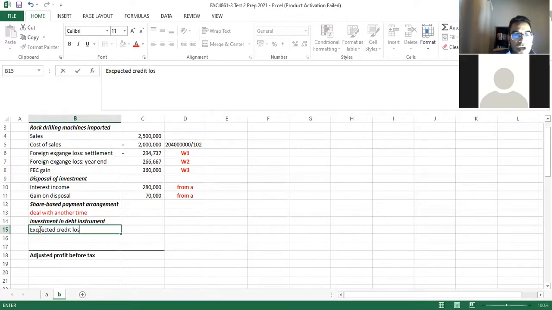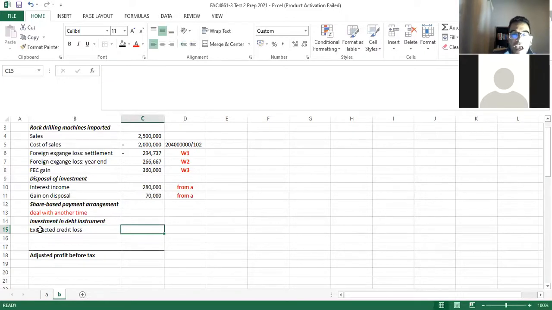The expected credit loss is going to be 500,000 and not the 32,000, not the 12-month expected credit loss. If the expected credit loss was normal or low, then we will use the 12-month. But because it's high, we will use the lifetime. And expected credit loss reduces profit or loss. So therefore, we're going to save negative 500,000 Rand. So that's the one aspect. Now we have to deal with whatever else is in there.